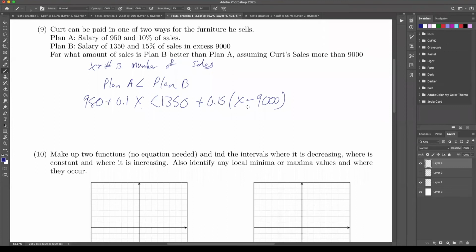All right. So here, in order to solve this, we'll just go ahead and distribute this. So this becomes 950 plus 0.1x less than or equal to 350 plus 0.15x, and then 0.15 of 9,000 is, I don't know. Let's type it in.